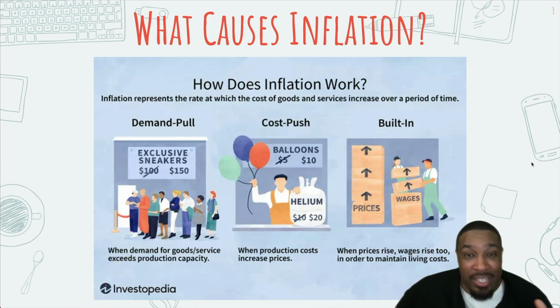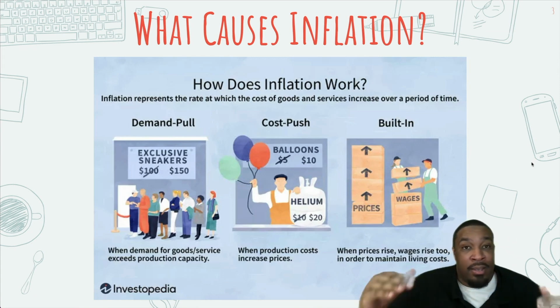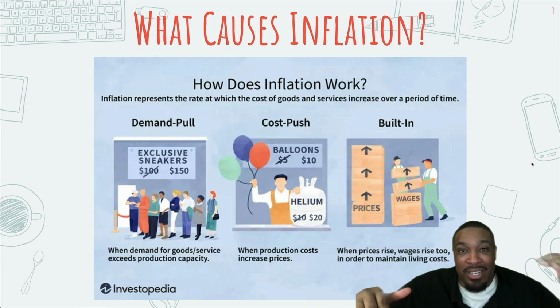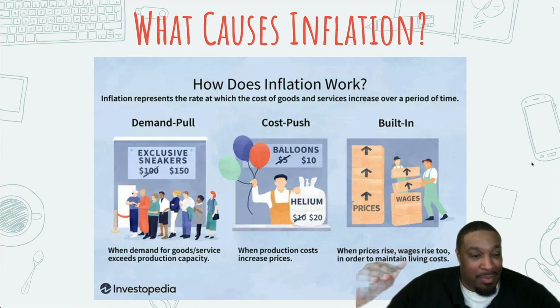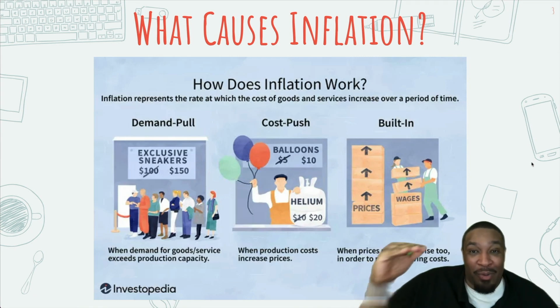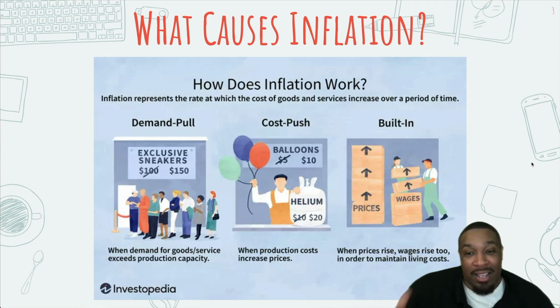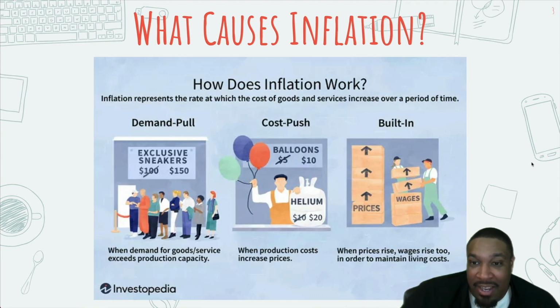Think about 2020. We have production going on and we have our demand. I think in March of 2020, the world shuts down. Boom. The production goes down, but we still have demand. That causes inflation.